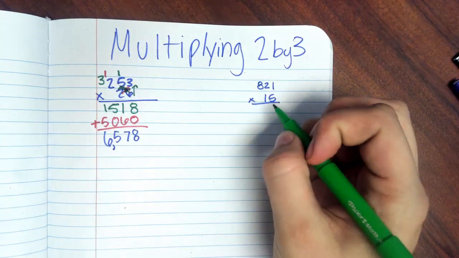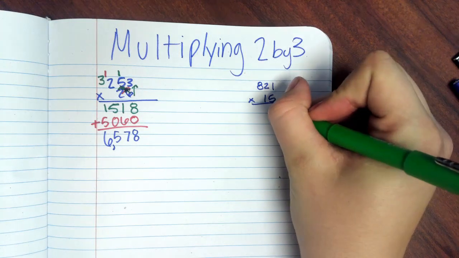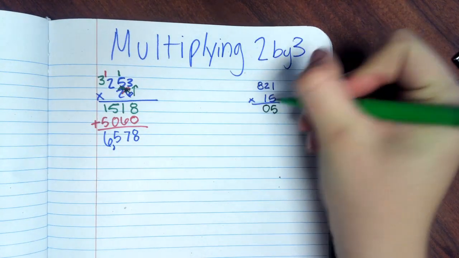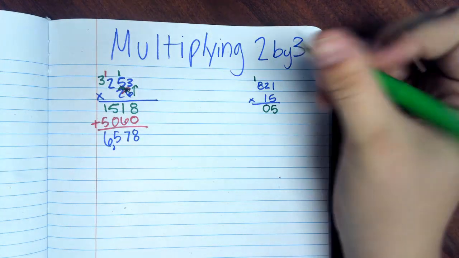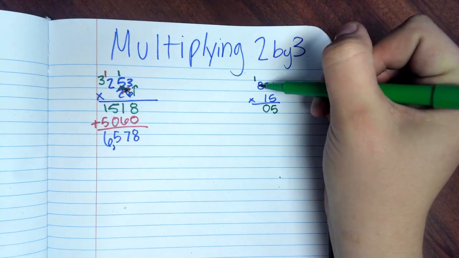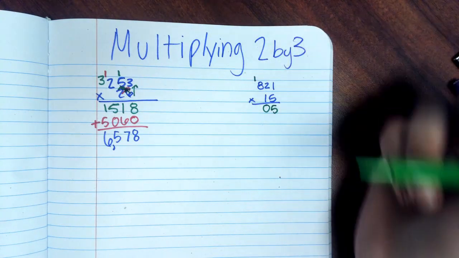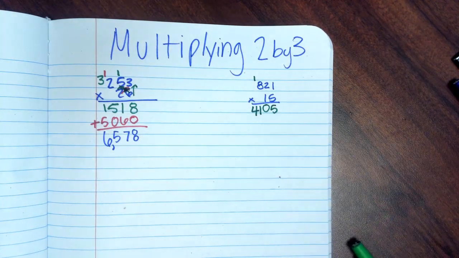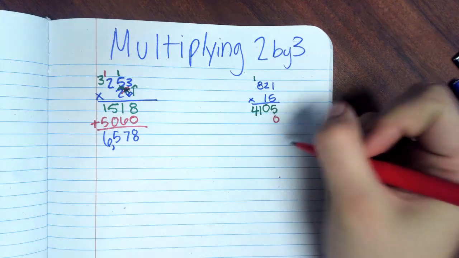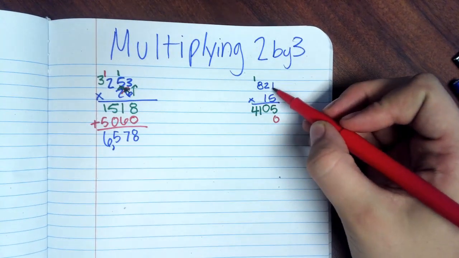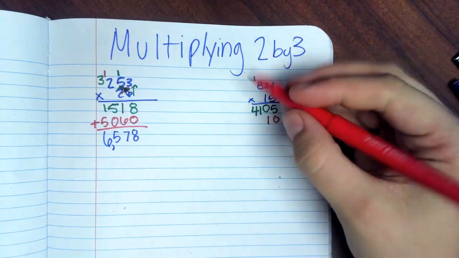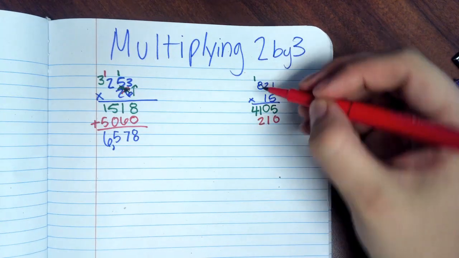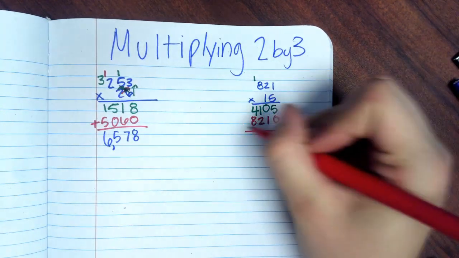Okay, 5 times 1 is 5. 5 times 2 is 10, so 0 goes down, 1 goes up. 5 times 8 is 40, plus 1 is 41. Then I always have to put my placeholder 0. 1 times 1 is 1. 1 times 2 is 2. And 1 times 8 is 8.